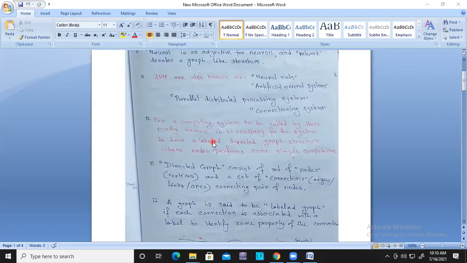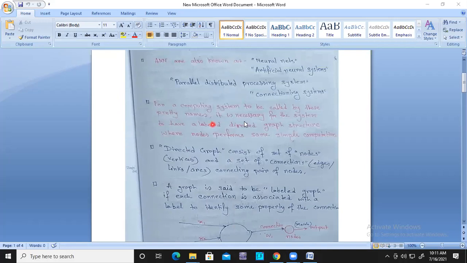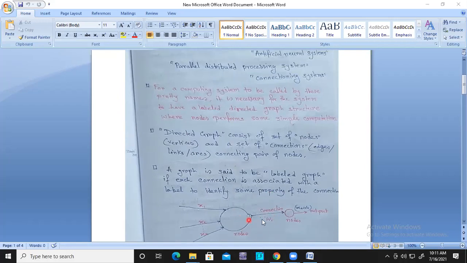And for the next point, look, this is the main introduction I am telling, and then I will explain what is a neural network, and then another part. For a computing system to be called by these names, this is for a computing system, it is called a neural network. It is necessary for the system to have a labeled directed graph structure, where nodes perform some simple computation. Okay, and this point will be discussed just like here. Okay, just remember it and I will discuss it.